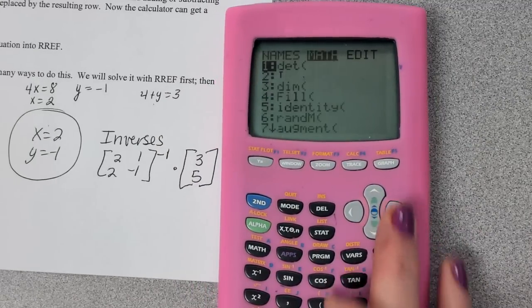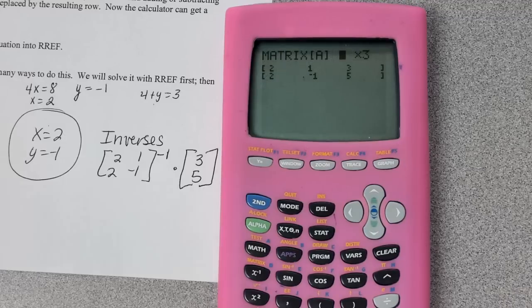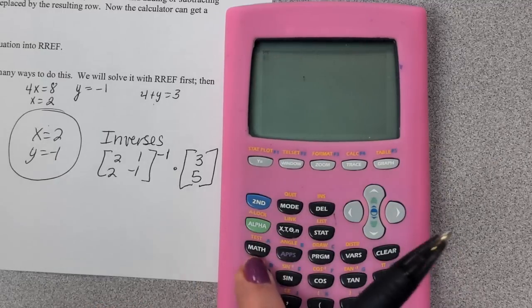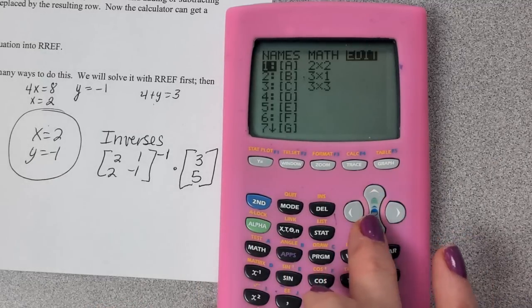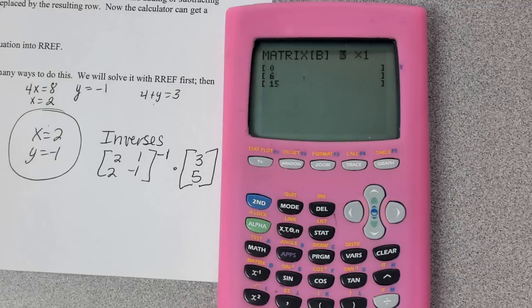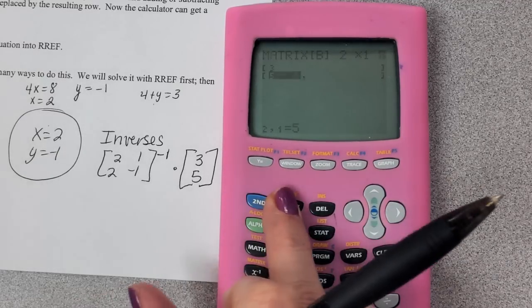I'd go to matrix, and go over to edit. I put in a 2 by 2. I have 2, 1, 2, negative 1. I go back to matrix. I go over to edit. I need to go down to matrix B. This is a 2 by 1. I need to put in 3 and 5.